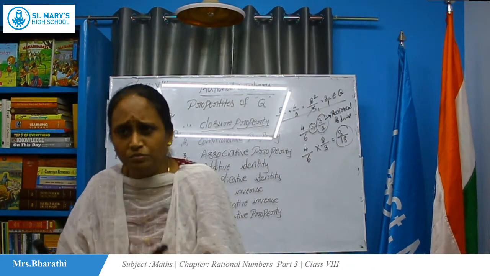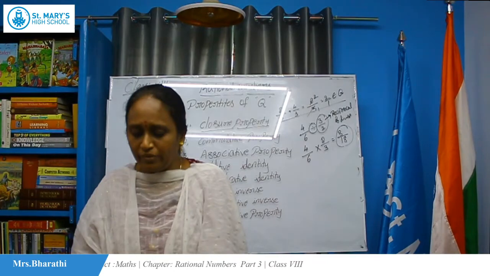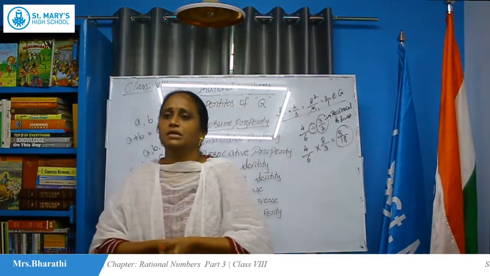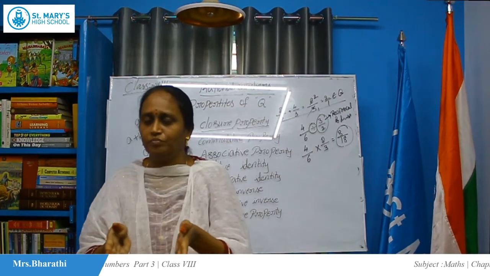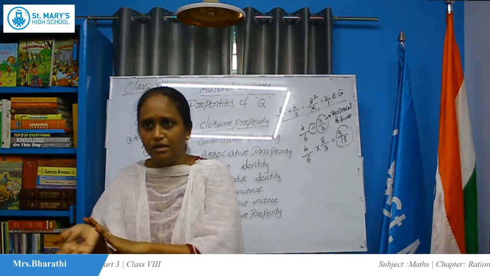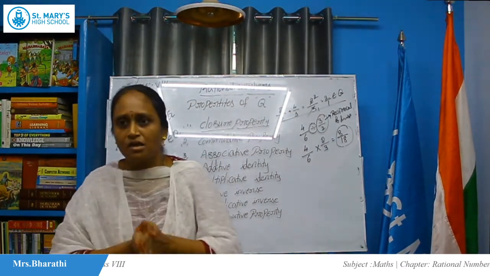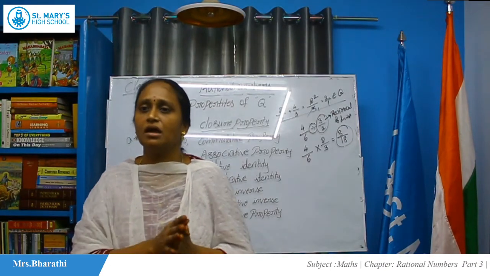What did you observe here? What did you observe means here the closure property. The closure property, any order we can change. We can change any order, then the sum is not changed. The sum is not changed.